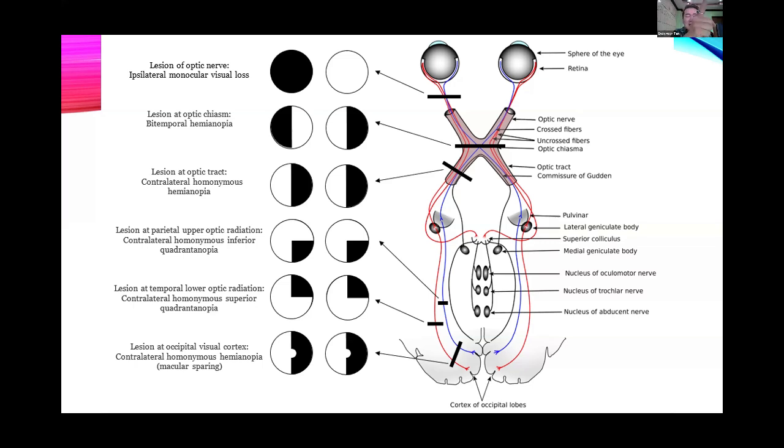And the right nasal visual field is registered in the right temporal part of the retina. So this is registered here. This part here is registered here. So the right temporal field is registered in the right nasal retina. The right nasal visual field is registered in the right temporal retina. Clear? Opposite is true for the left eye.